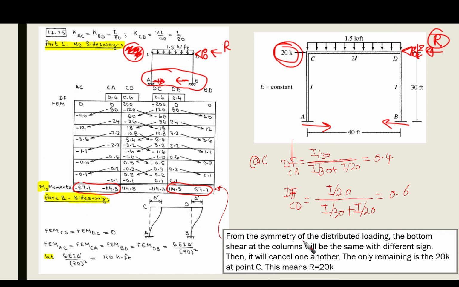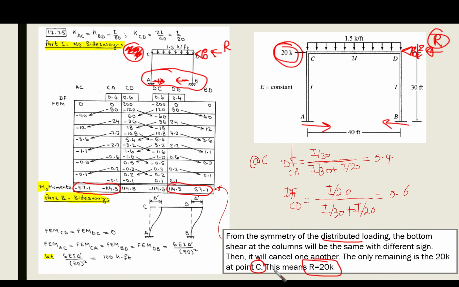From the symmetry of the distributed loading, only distributed loading, take care, and geometry as well, the bottom shear at the columns will be the same with different sign. Then it will cancel one another. The only remaining is the 20K at point C, which is the external loading that we have. This means that our R is going to be 20.